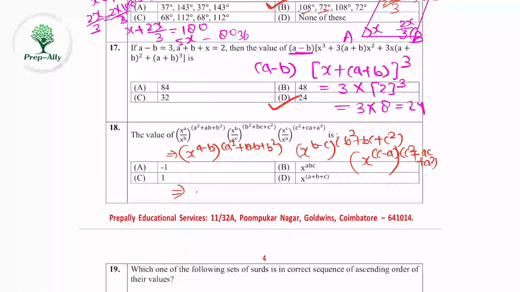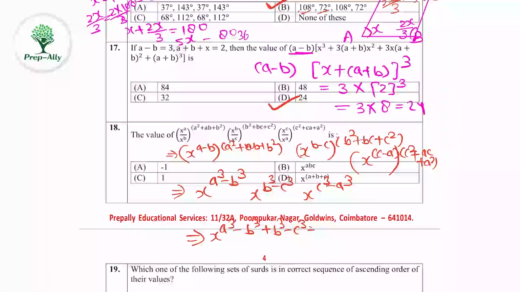Now here we know a cube minus b cube is a minus b into a square plus ab plus b square. So this expression will become a cube minus b cube. For this one it will become x raised to power b cube minus c cube, and here x raised to power c cube minus a cube. So if I solve this, we can write x raised to power a cube minus b cube plus b cube minus c cube plus c cube minus a cube. So it will become x raised to power 0, which is equal to 1. So the correct answer here is option C.